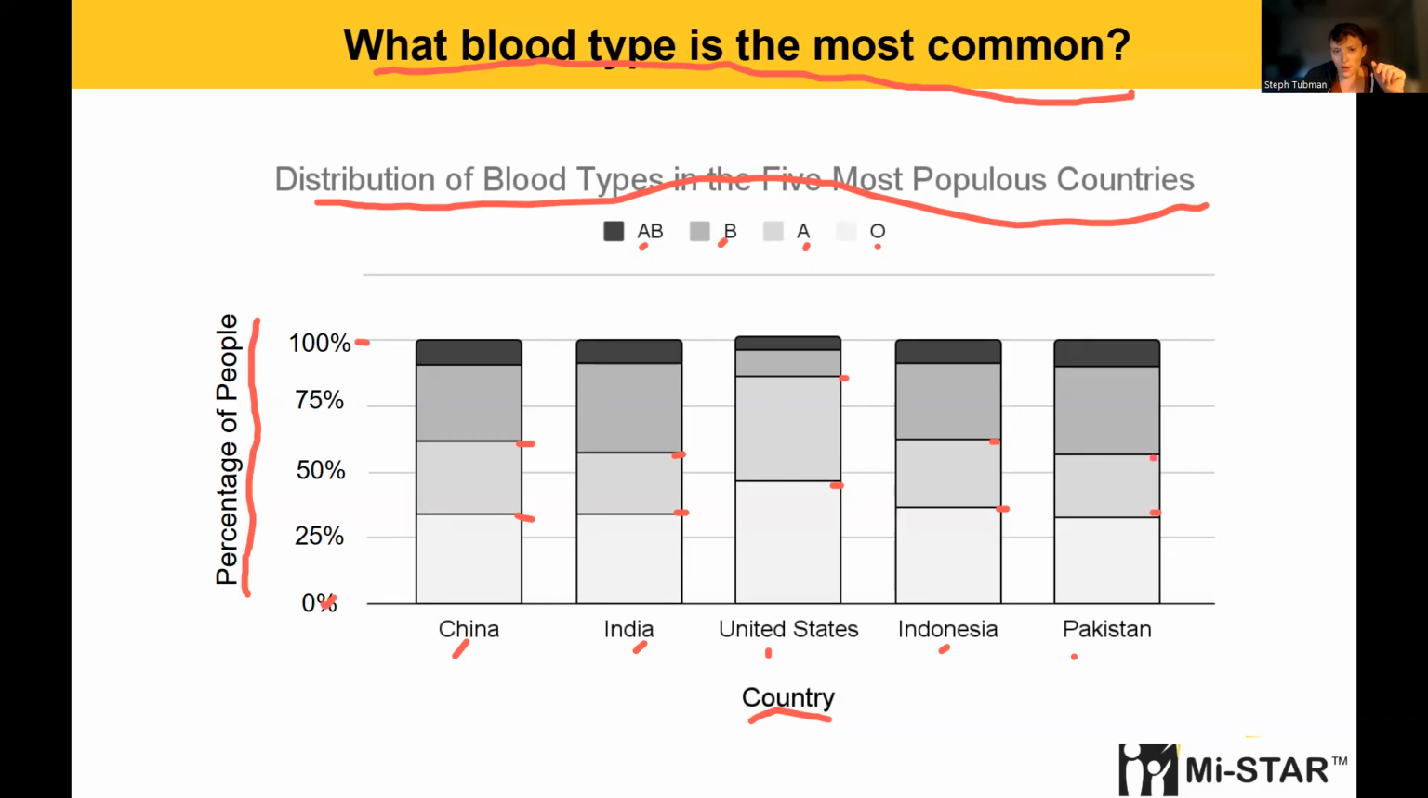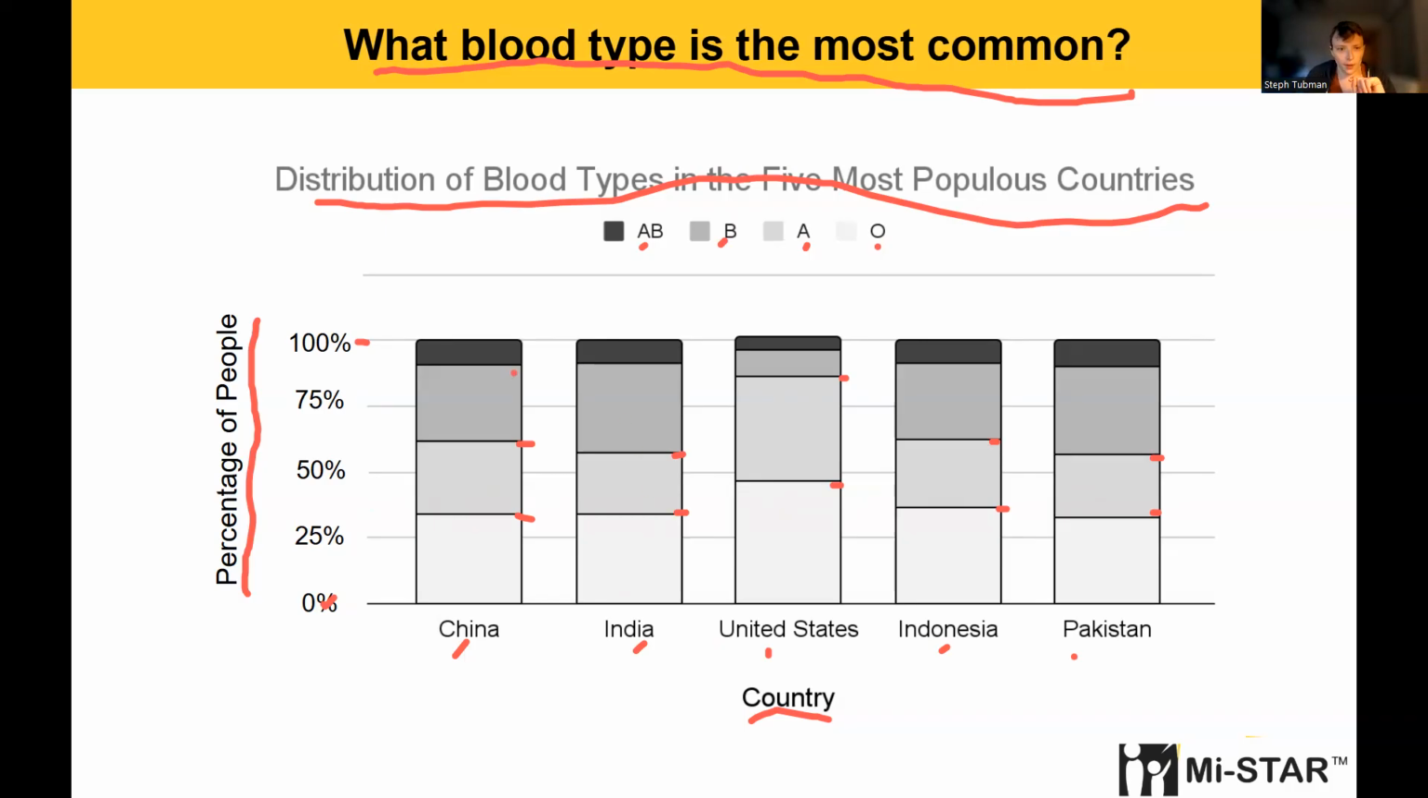So I'm seeing here that similarly, the United States has more people with A blood type than in China or India, Indonesia, and Pakistan. I'm also noticing that the box for China and the box for Indonesia is about the same thickness. And likewise, the box for India and the box for Pakistan is about the same thickness. So there are those two pairs of countries that look like they have the exact same percent of people with A blood type. So there must be some similarity between those countries for some reason.